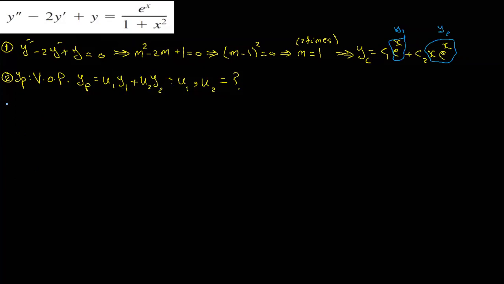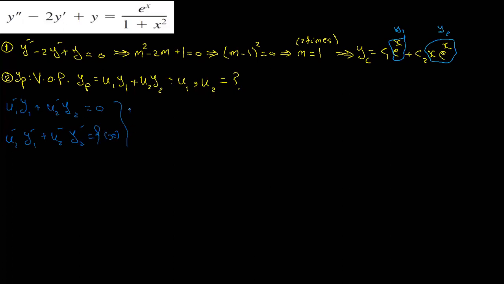So I'm going to solve the system: u1 prime y1 plus u2 prime y2 equals 0, and u1 prime y1 prime plus u2 prime y2 prime equals f(x). The system is given to be u1 prime times my y1, which is e to the x, plus u2 prime, a known function, times my y2, which is x e to the x, equals 0.